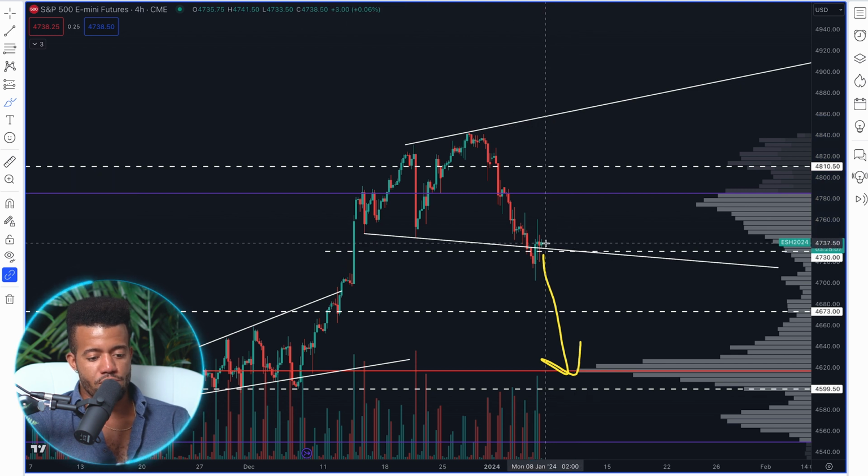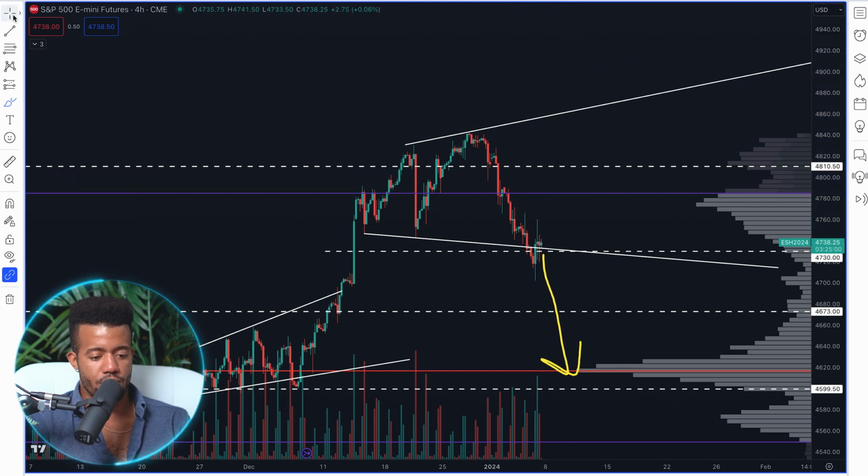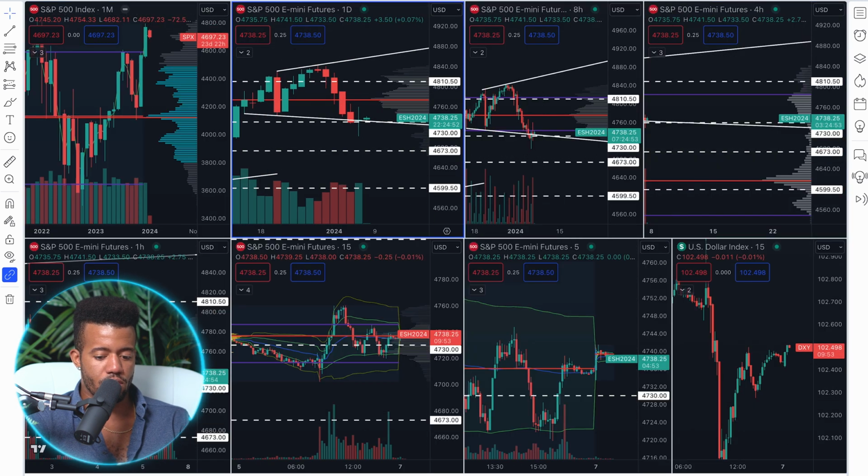Now, if this bounces here, we're probably not going to come back down here. This is the third test of this area. Probably come all the way up, break that, go to 5,000. Those are my thoughts on the 4 hour. Now let's take a look at the daily and the weekly.